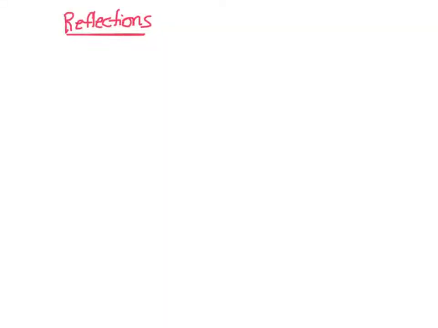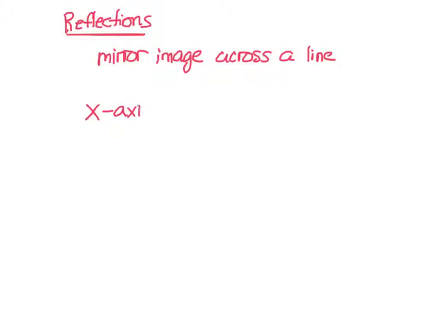The next type of transformation is called a reflection. And remember that a reflection is simply a mirror image of a function or a graph, and it's flipped across some line. And there are three main lines that we tend to use. We have the x-axis, we have the y-axis, and we have the line y equals x. I'm going to show you examples of all these, but first let's take a look at the image equation or the transformation equation for each of these.